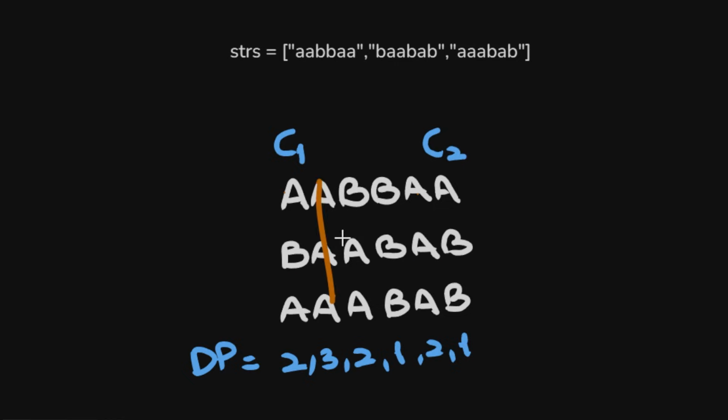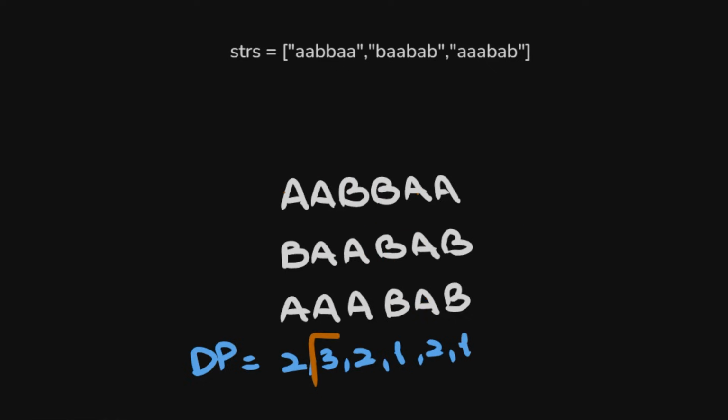Now C2 is here. A is equal to A, B is equal to B, A is smaller than B, so this is a valid combination. Here we keep the maximum between 2 and 1 plus 1. So this is the final DP array.